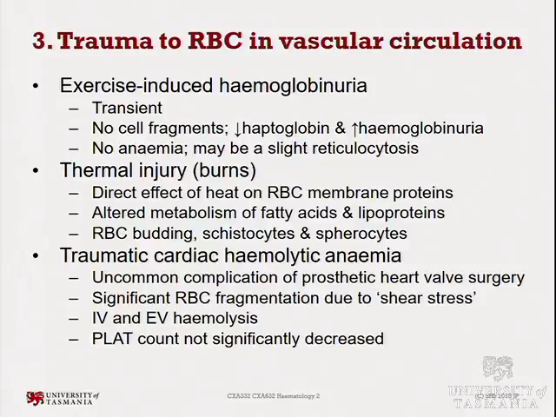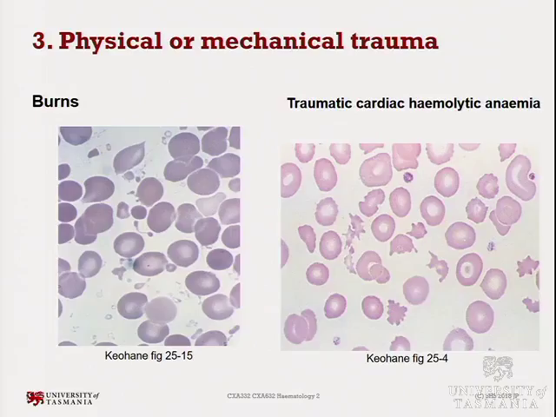So we get this really abnormal red cell morphology, and they call it red cell budding. So not only do you get schistocytes and spherocytes, but you get these little buds of erythrocytes here. And that's just because the membranes have just been affected by the heat.